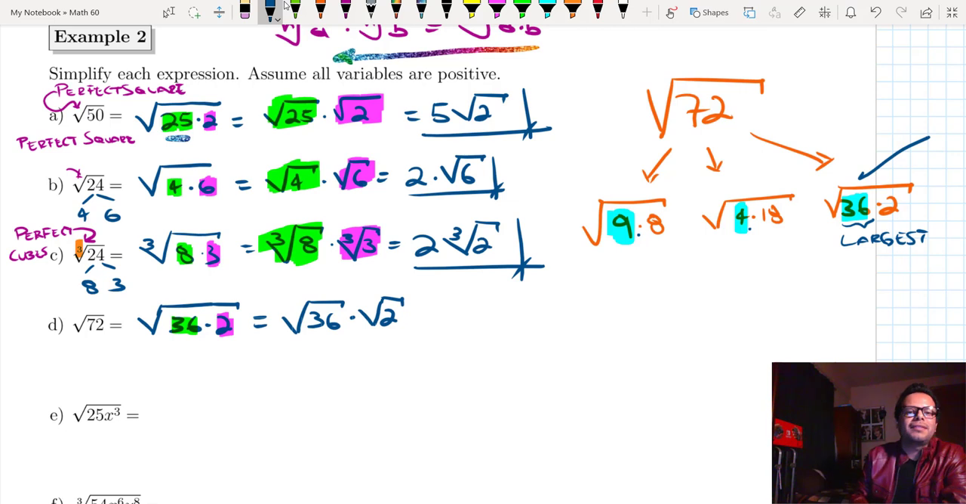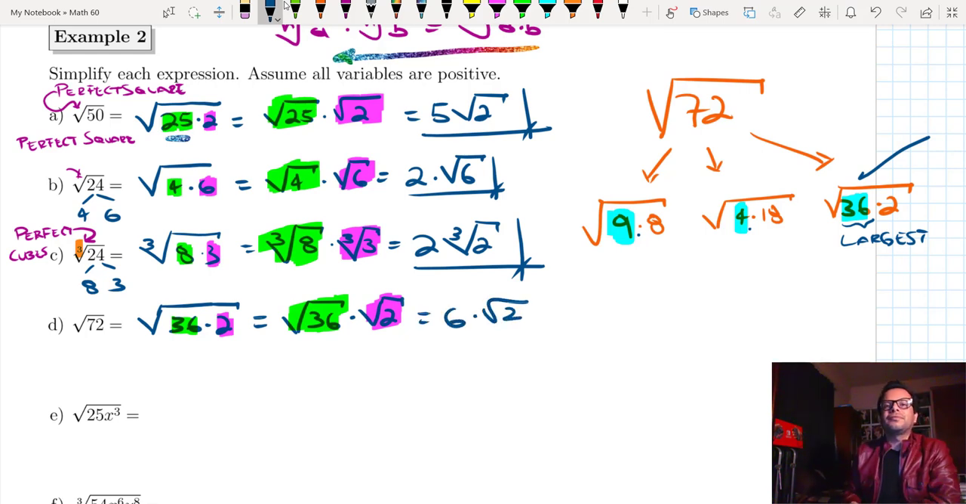Okay, let's keep going with the highlighters to denote which one is the perfect square and which one is not, and evaluate the one that is the perfect square. So 6 times root of 2. Okay, final answer. Okay, what happens if we do this one?